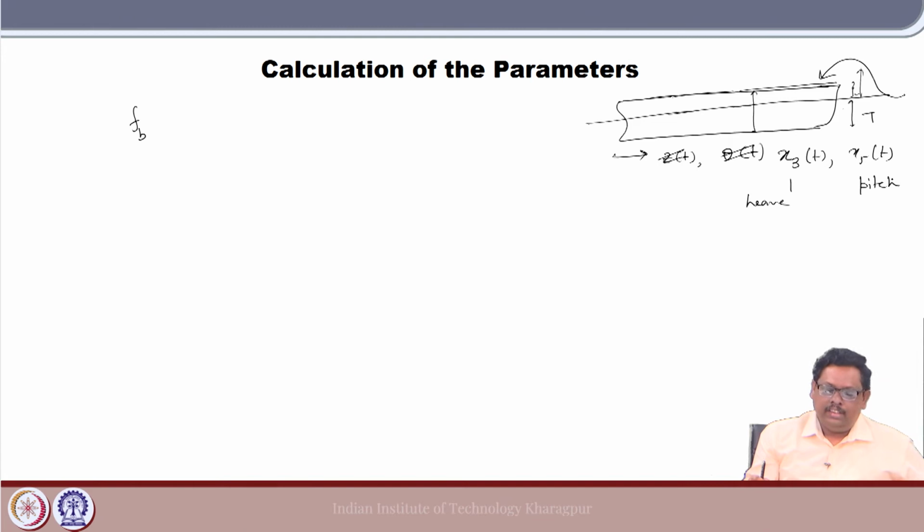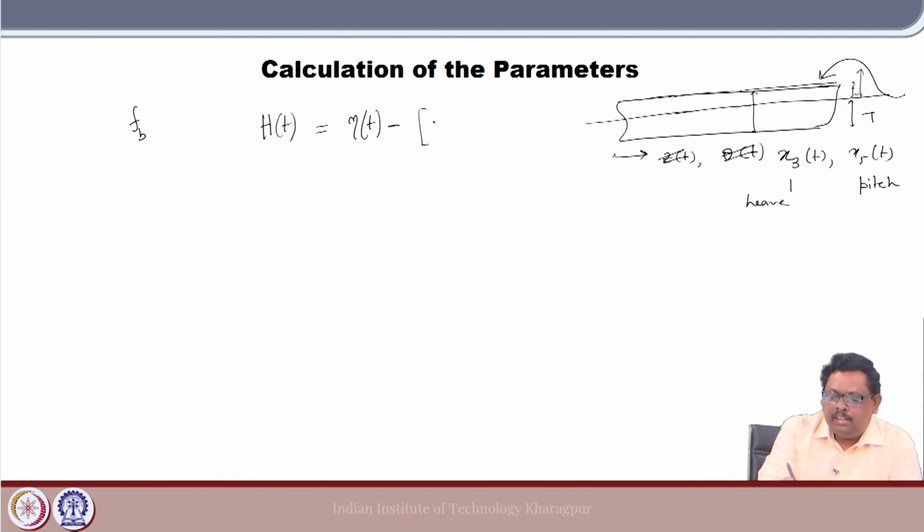So then I need to figure out when this green water phenomenon will occur, and how we can compute this height h of t. Clearly, this height h of t is nothing but the amplitude, or you can say eta of t at that particular point, the wave elevation, minus the ship displacement, plus the freeboard height.